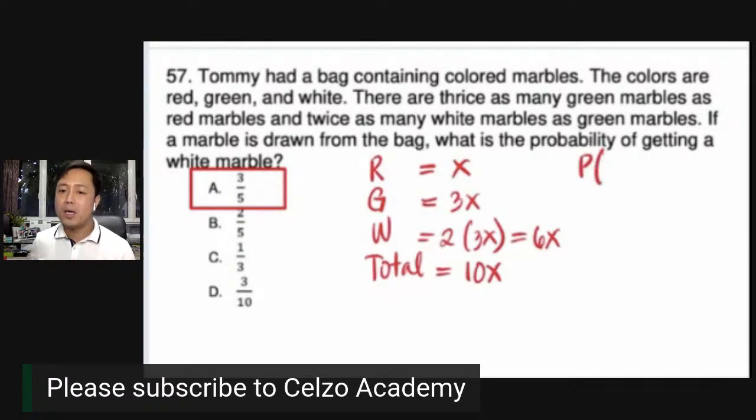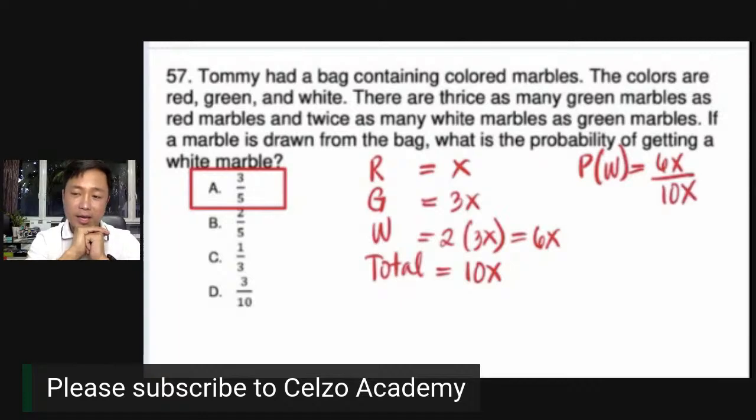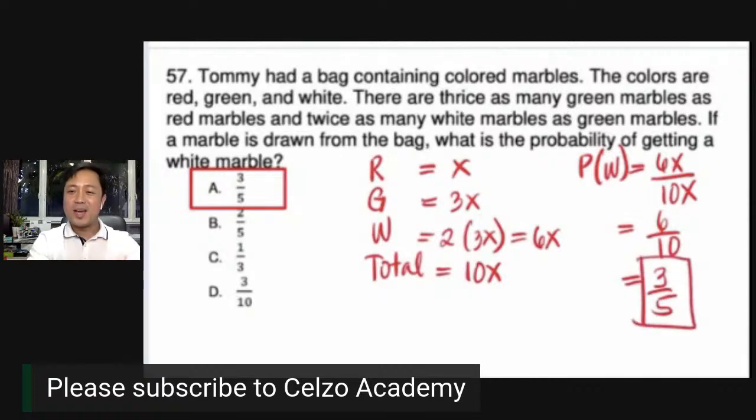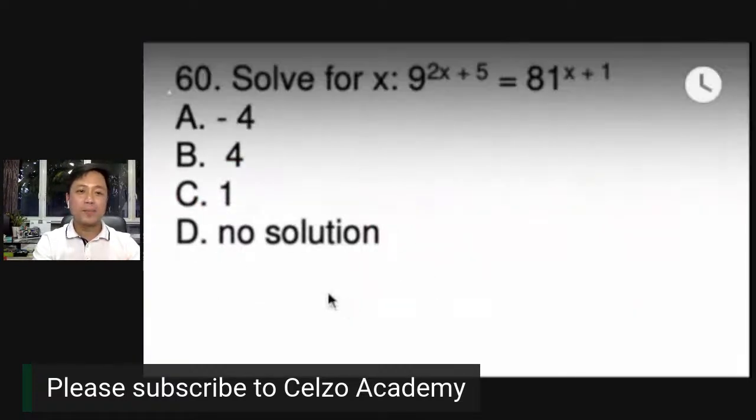So to find the probability of getting a white, that's simply 6X over 10X, and you can reduce it as 3/5. Okay? So the answer is 3/5 for that question.